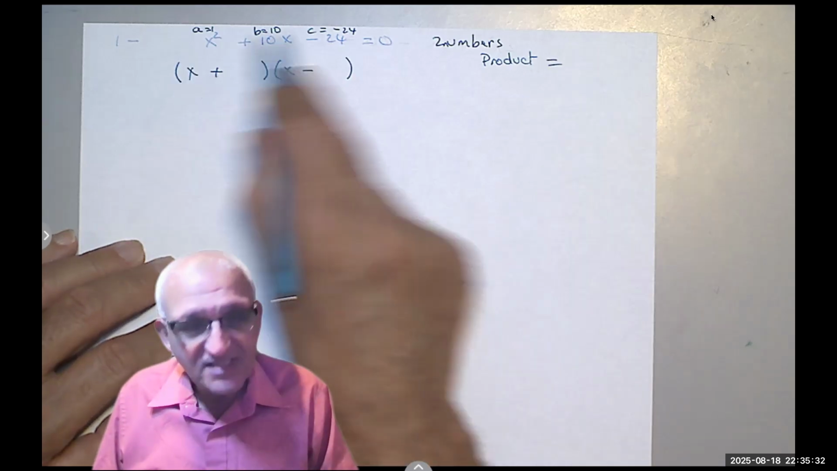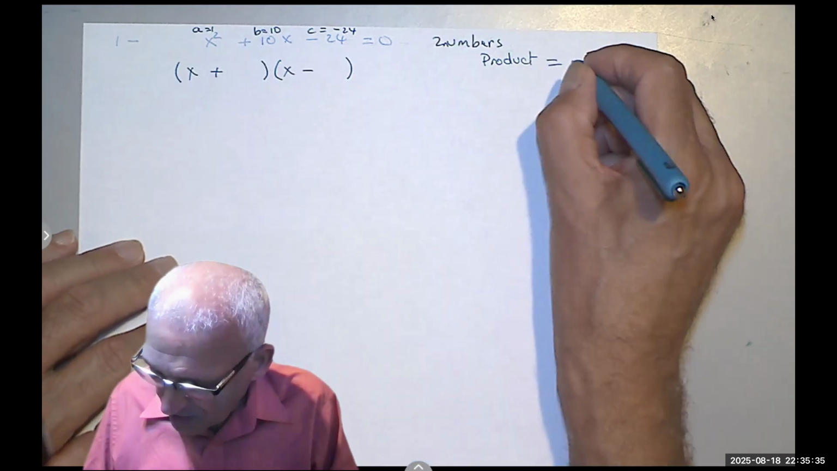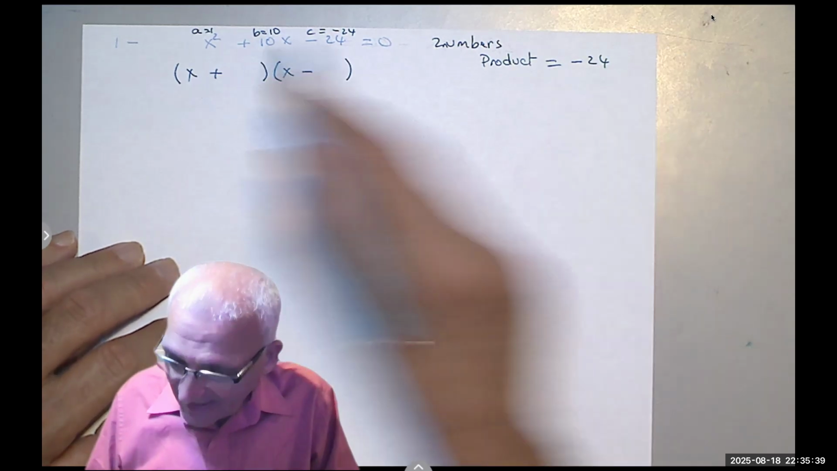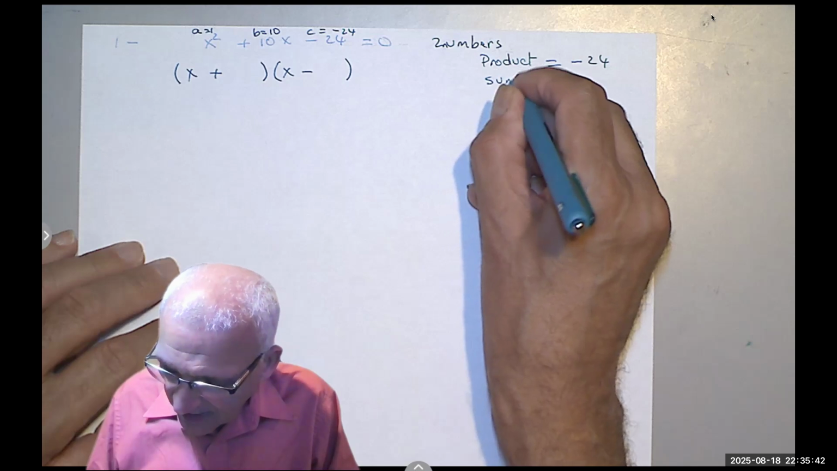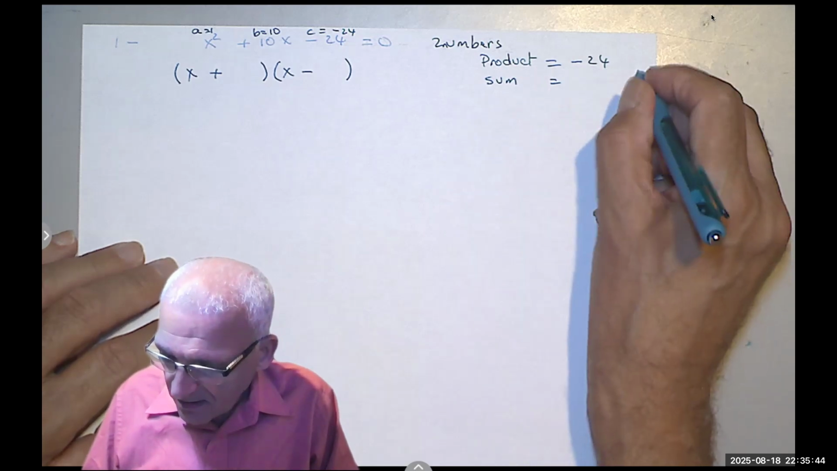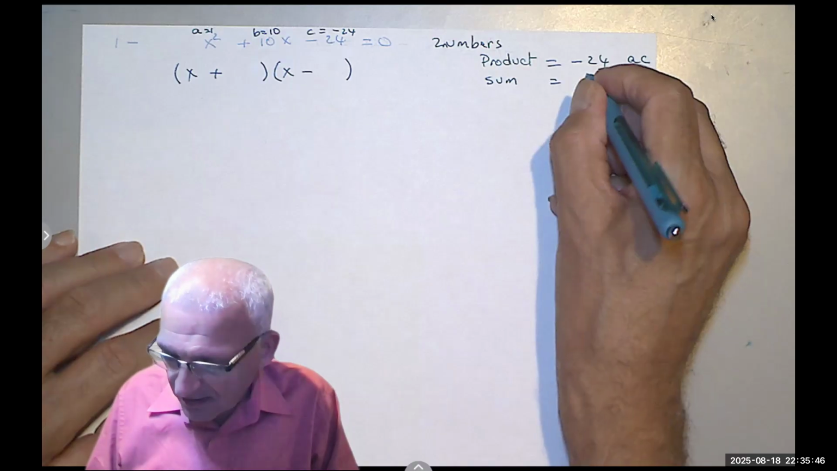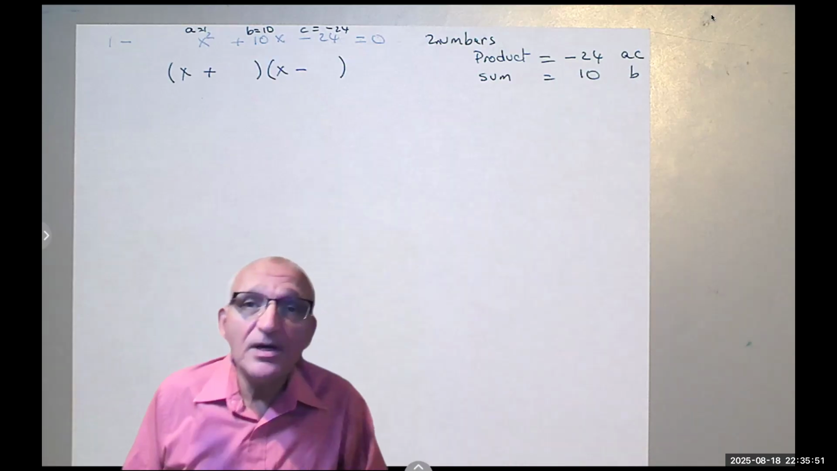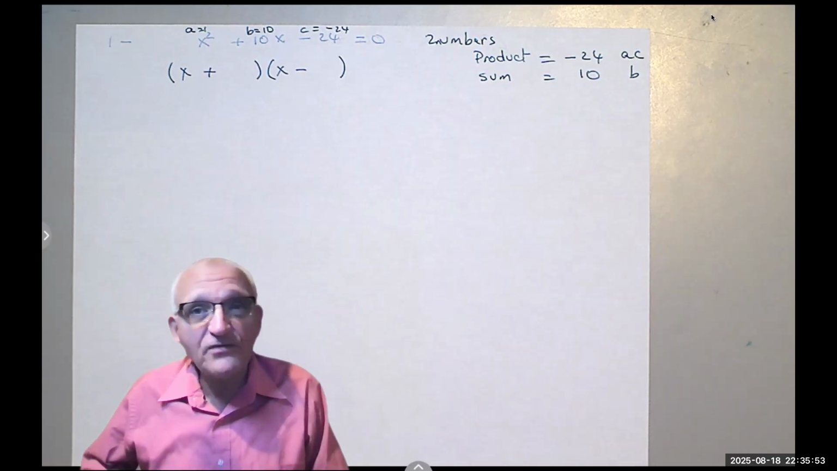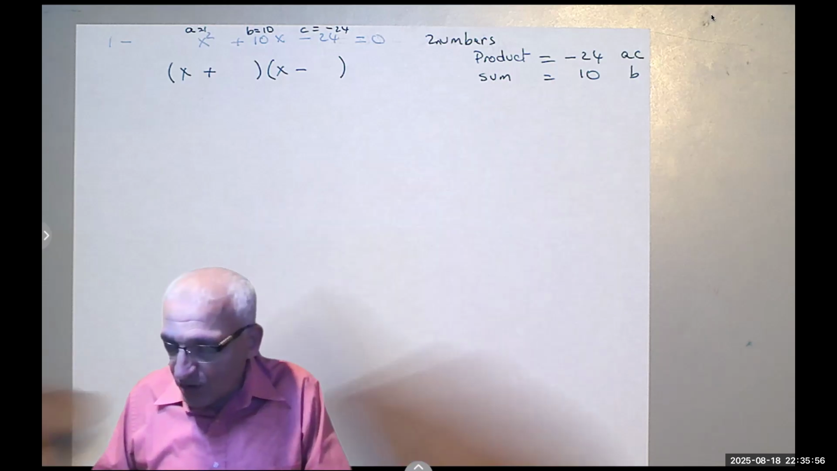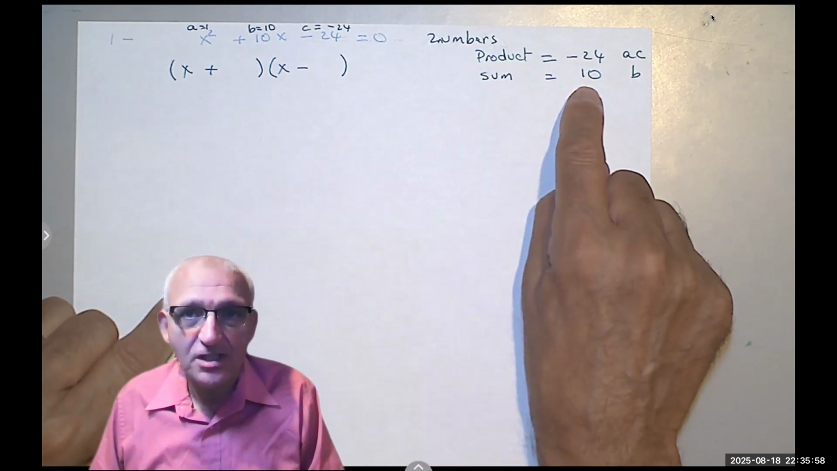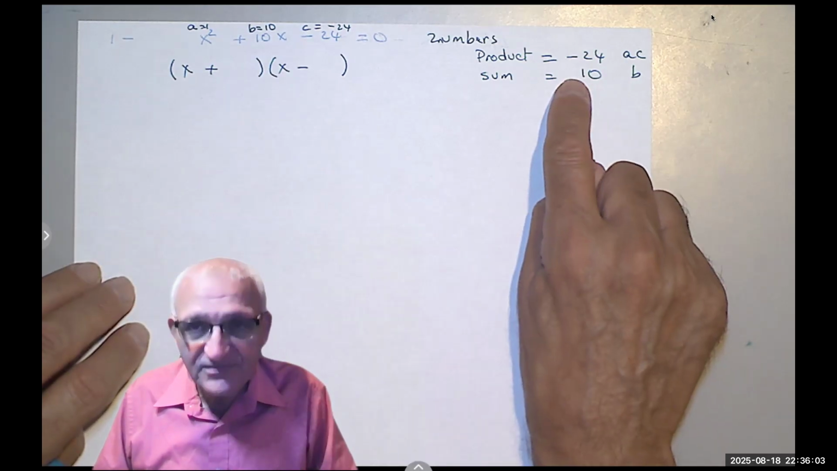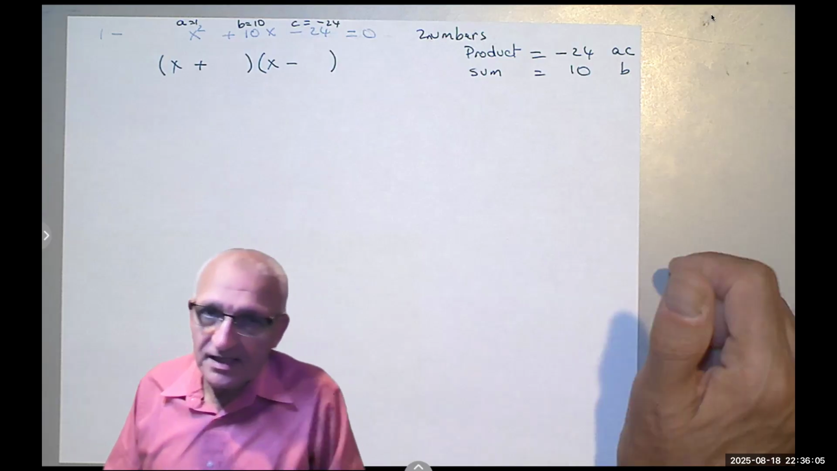is a times c, but since a is 1, I want them to multiply to negative 24. And when I add them, the sum is b, which is 10. Notice the sum is positive, so one of them is negative, one is positive, but I want the positive to be the larger, because when I add them up, I end up with 10, not negative 10. If that was negative 10, I would say the bigger should be negative.